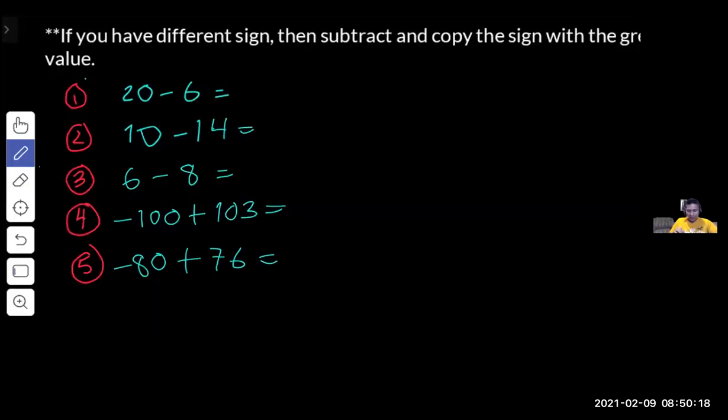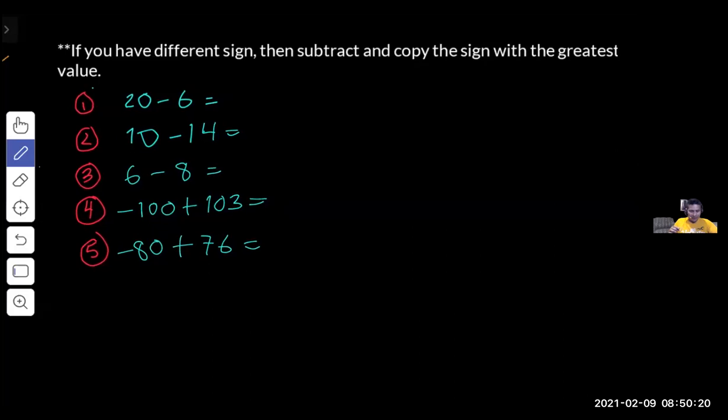All right, this is what we got, guys. The second case is if we have different signs. Then what we're going to do is simple: we subtract and simply copy the sign with the greatest value. Just like that. Let's start off with this.